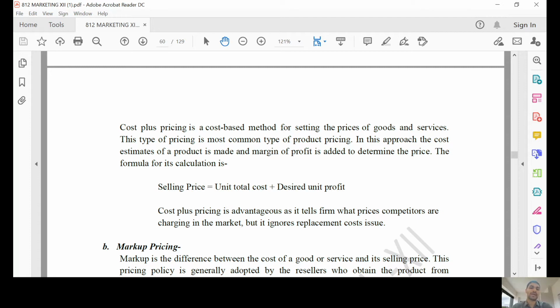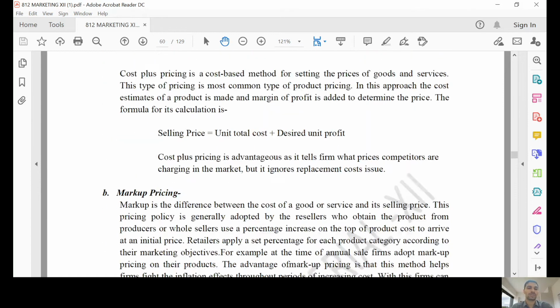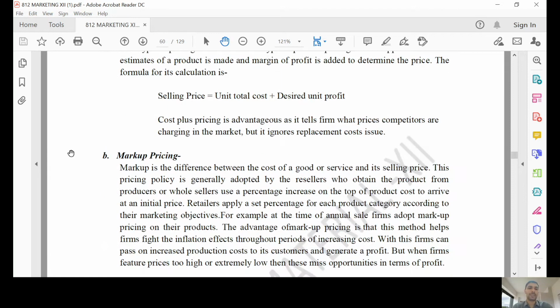So what will be the selling price? 14 dirham will be the selling price. So cost plus pricing, where we are adding all the cost, and to that we'll add the profit, and finally we are getting the selling price.